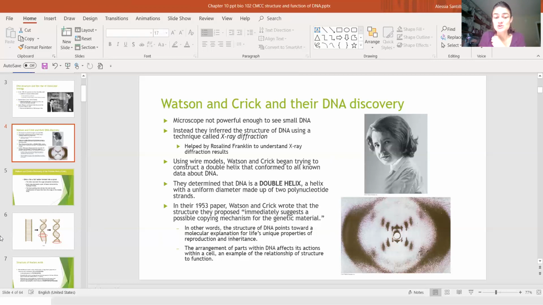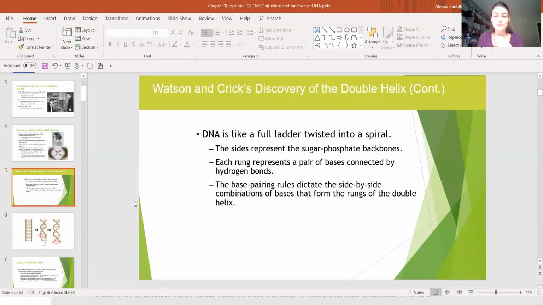It was really important to understand the structure of the DNA, because remember, by understanding the structure, you understand how it completes its role. In other words, the structure of the DNA points towards a molecular explanation for life's unique properties of reproduction and inheritance. So it explains how DNA reproduces and replicates itself, and how those two things that it's just replicated are inherited in the successive generation. So the arrangement of parts within DNA affects its action within a cell, an example of the relationship of structure to function. So DNA basically looks like a ladder, right?